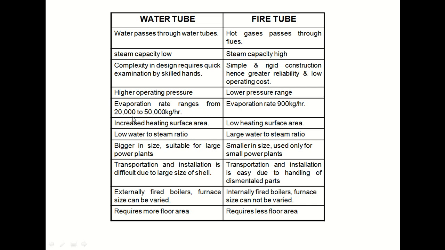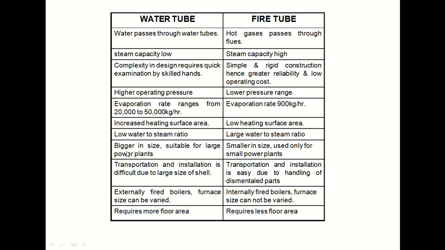Evaporation rate for water tube boilers ranges from 20,000 to 50,000 kg per hour, and for a fire tube boiler it is 900 kg per hour or 9,000 kg per hour. Water tube boilers have increased heating surface area, so in fire tube boilers, low heating surface area. Then water tube boilers have a low water to steam ratio, and in the fire tube, a large water to steam ratio.